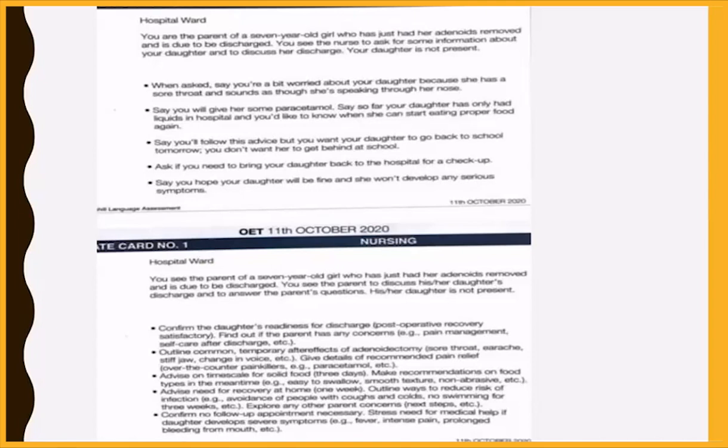Am I talking to Maria's mom? Okay, how was your daughter feeling today? Well, I have come with glad news today. Your daughter is ready for discharge, as her post-operative recovery is quite satisfactory.